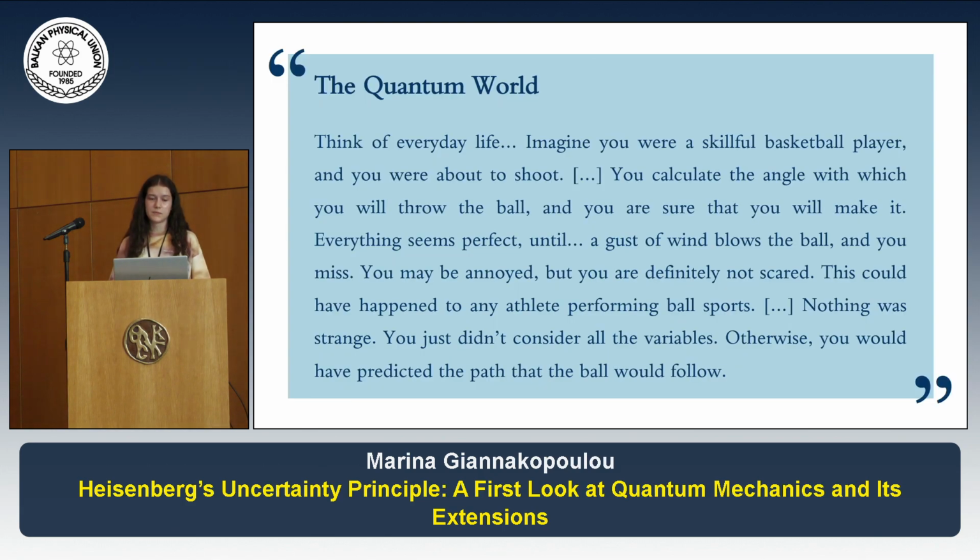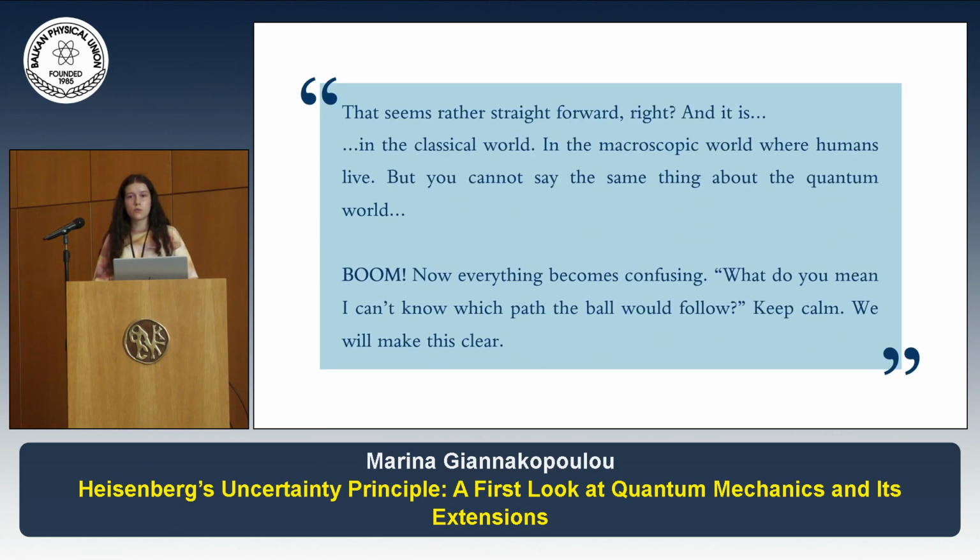The quantum world. Think of everyday life. Imagine you were a skillful basketball player and you were about to shoot. You calculate the angle with which you will throw the ball and you are sure that you will make it. Everything seems perfect until a gust of wind blows the ball and you miss. You may be annoyed, but you're definitely not scared. This could have happened to any athlete performing ball sports. Nothing was strange, you just didn't consider all the variables. Otherwise, you would have predicted the path that the ball would follow. That seems rather straightforward, right?